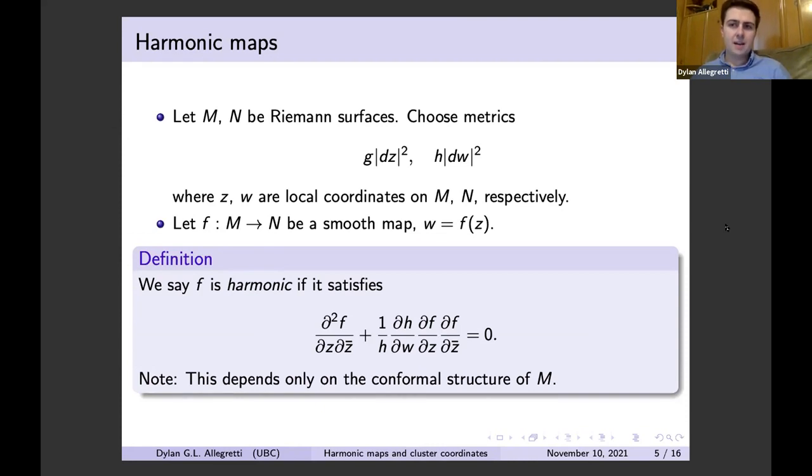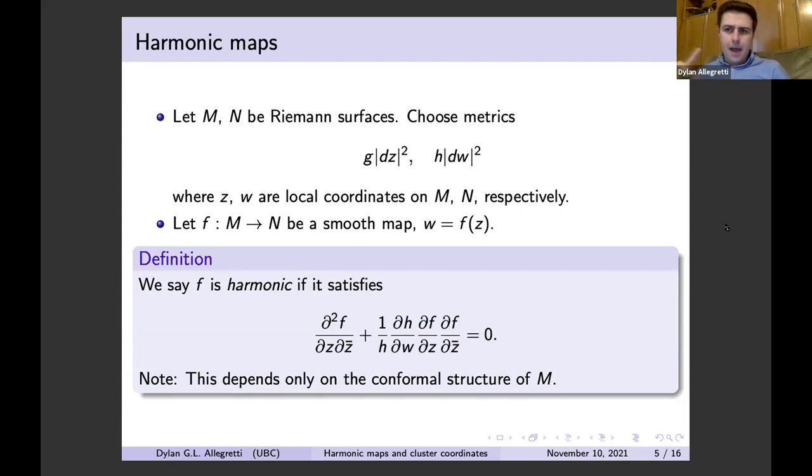So in other words, to make sense of this notion of a harmonic map, it is enough to just specify a Riemann surface M, and we don't have to worry what exactly is the metric that we're considering on M. And that is not true in general for harmonic maps, but if you're talking about harmonic maps between surfaces, then there's this conformal invariance property.